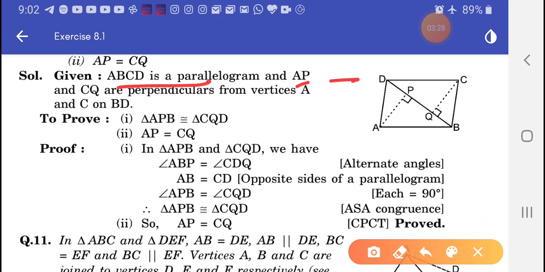ABCD is a parallelogram, AP and CQ are perpendiculars from vertices A and C on BD. We have to prove triangle APB congruent to triangle CQD. Now second part, AP equal to CQ.